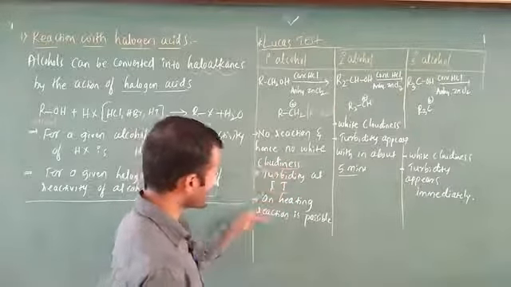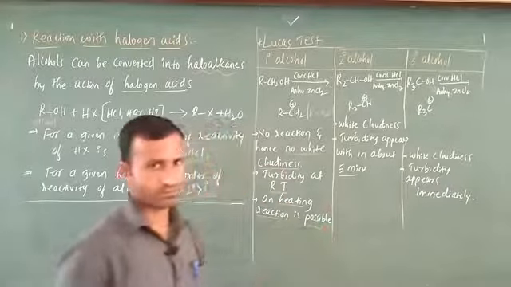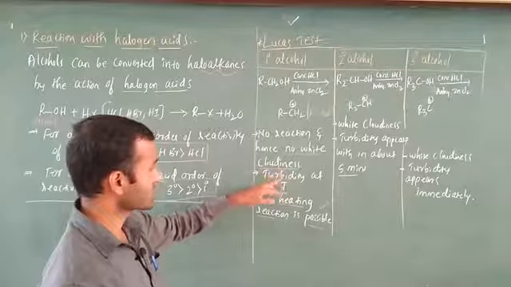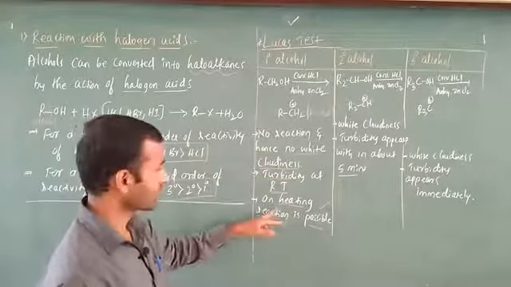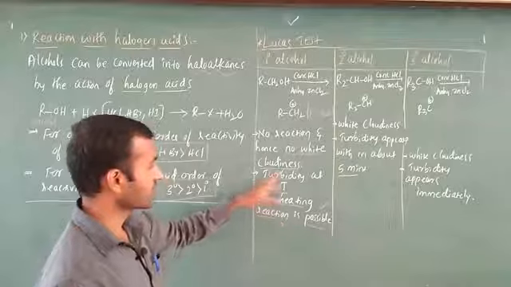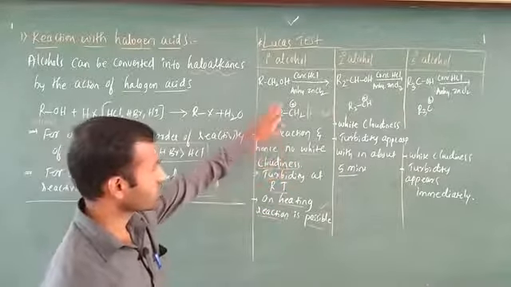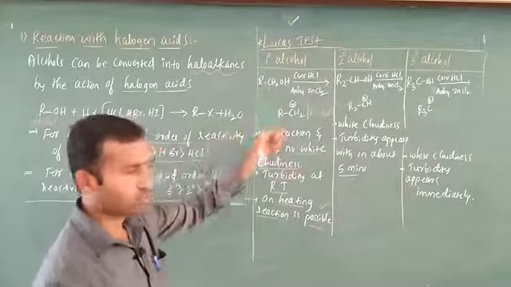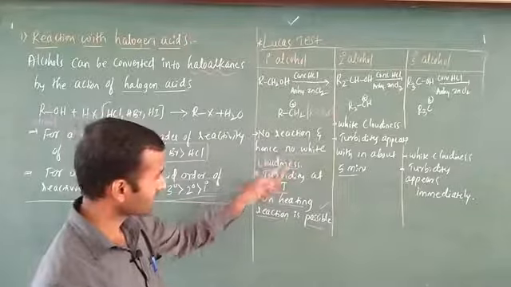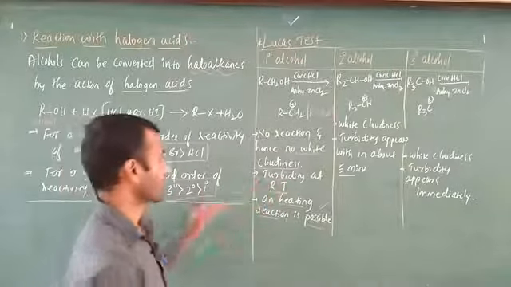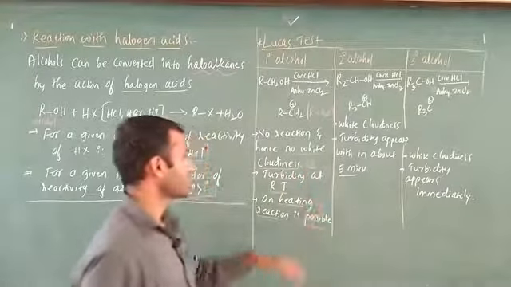But if you supply some amount of heat, then only this reaction is possible. In that case we are going to get white cloudiness, after heating only. But at normal temperature it is not possible. Every point is most important. No reaction is possible actually. No reaction possible means no white cloudiness. Another name is turbidity. Or if you want, you can write it with 'or'. Turbidity at room temperature.